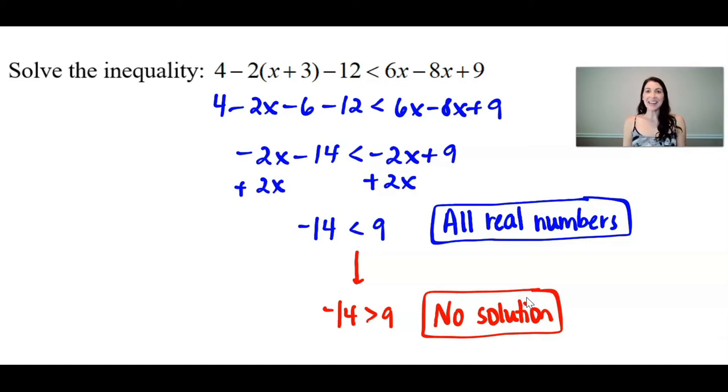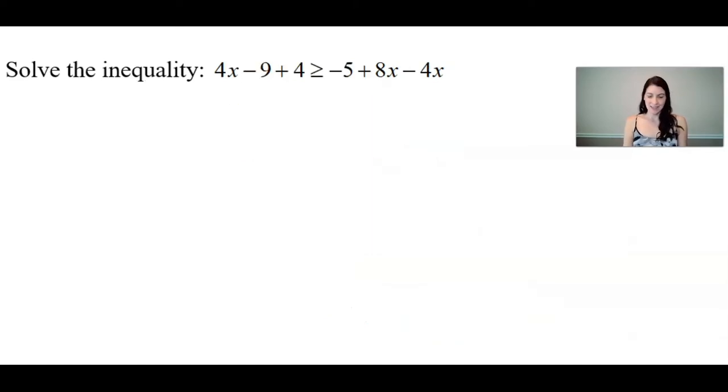Let's take a look at another inequality. In solving this inequality, we will combine like terms on both sides. On the left, I have 4x minus 9. On the right side, when I combine 8x and -4x, I get 4x. And then also -5. I get the same exact thing on both sides.